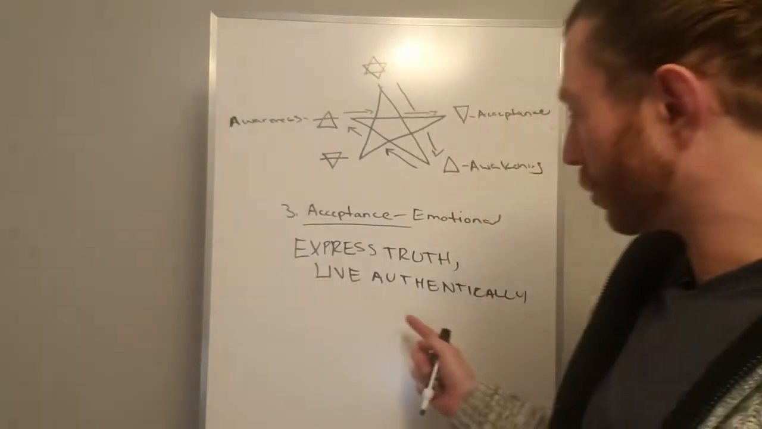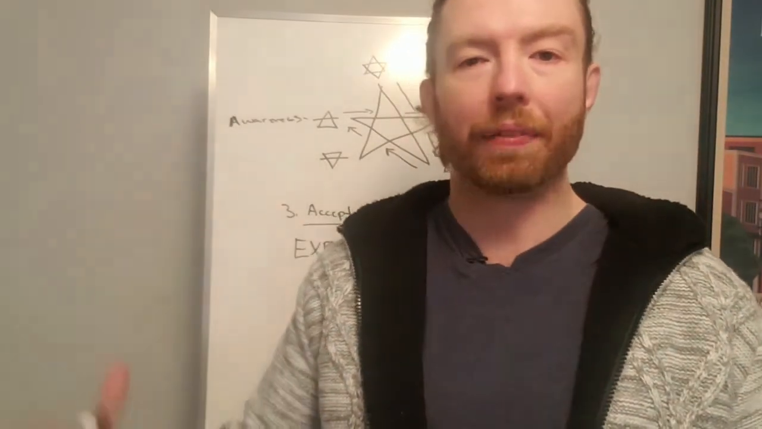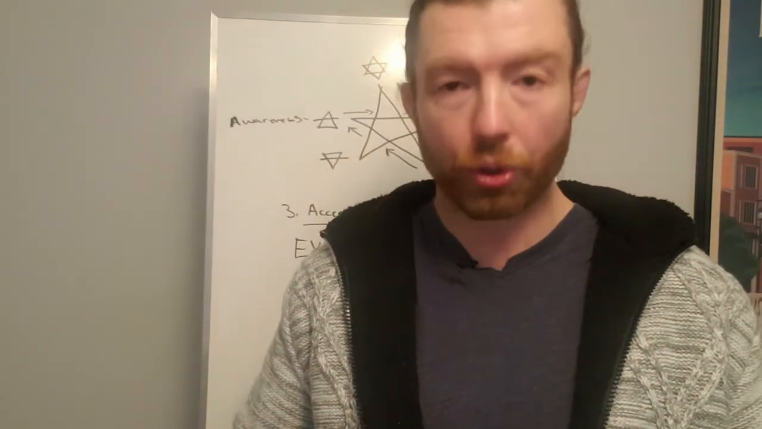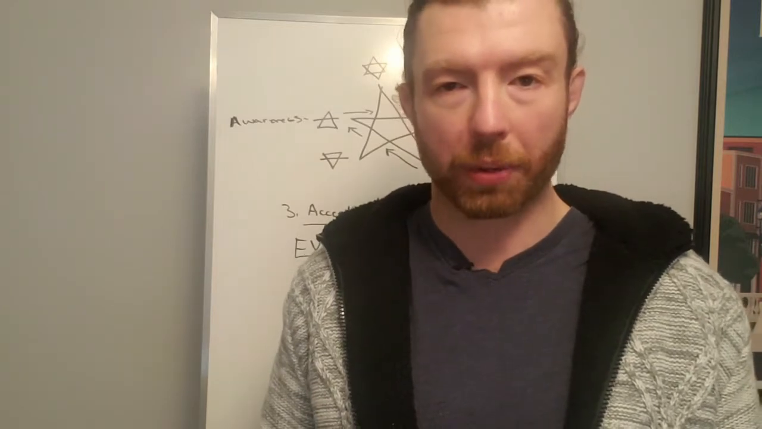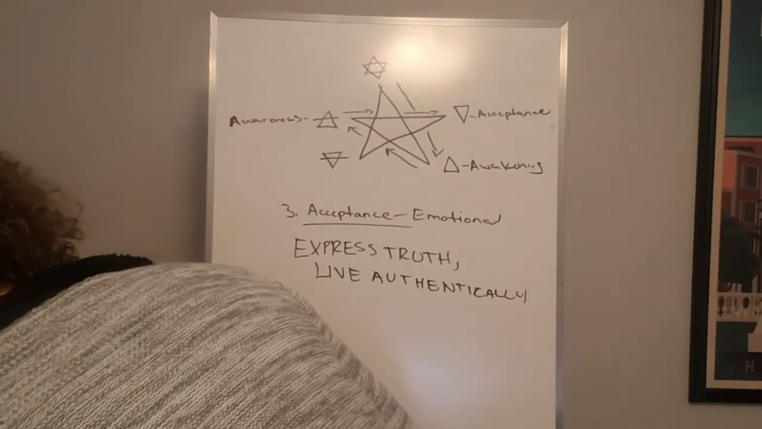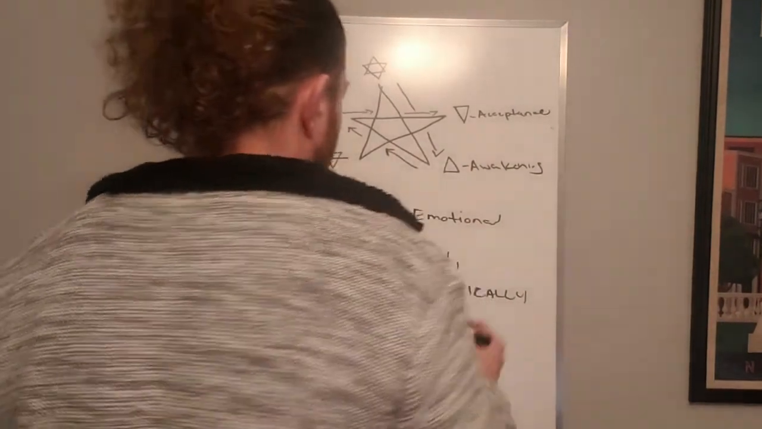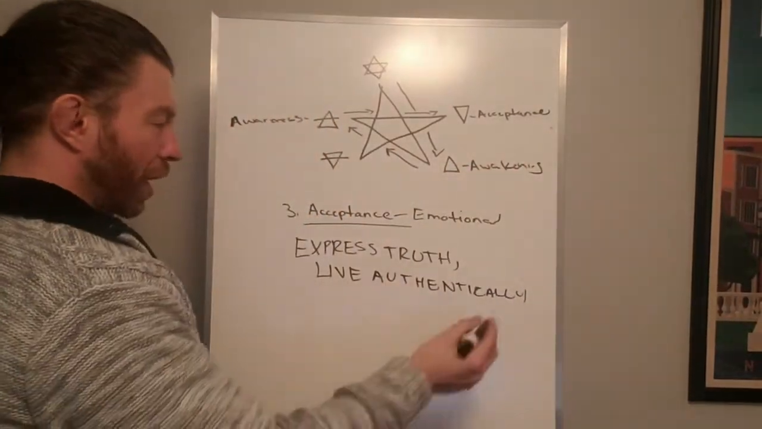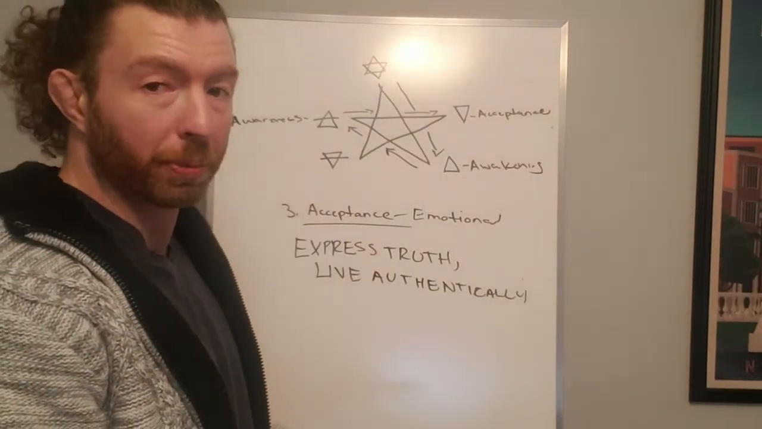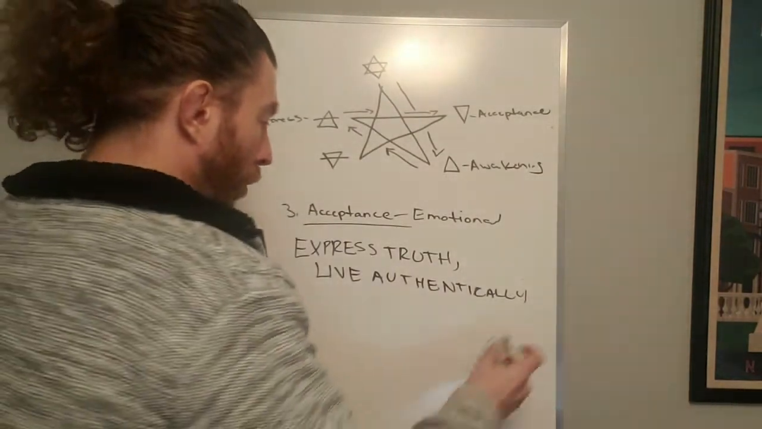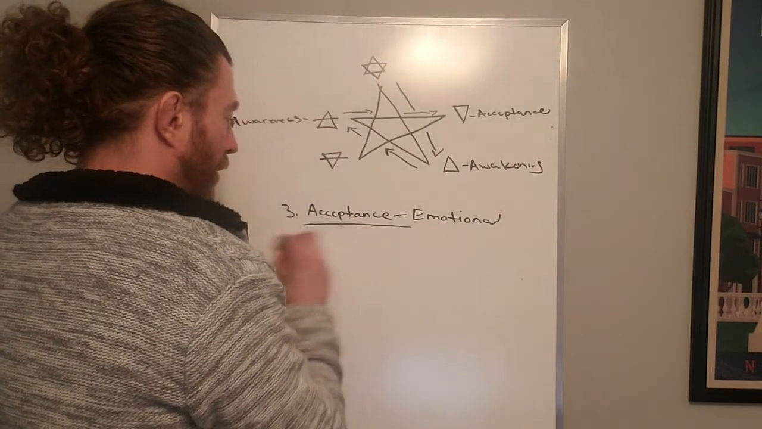I had to express my truth. I had to live authentically. I had to live aligned with the truth of what I am. I couldn't hide myself anymore. I had to come out about my beliefs. I had to come out about the things that are most important to me. So this is the acceptance stage. Again, this is not an easy stage. This is the majority of the work. Most of the work is done in this acceptance stage.